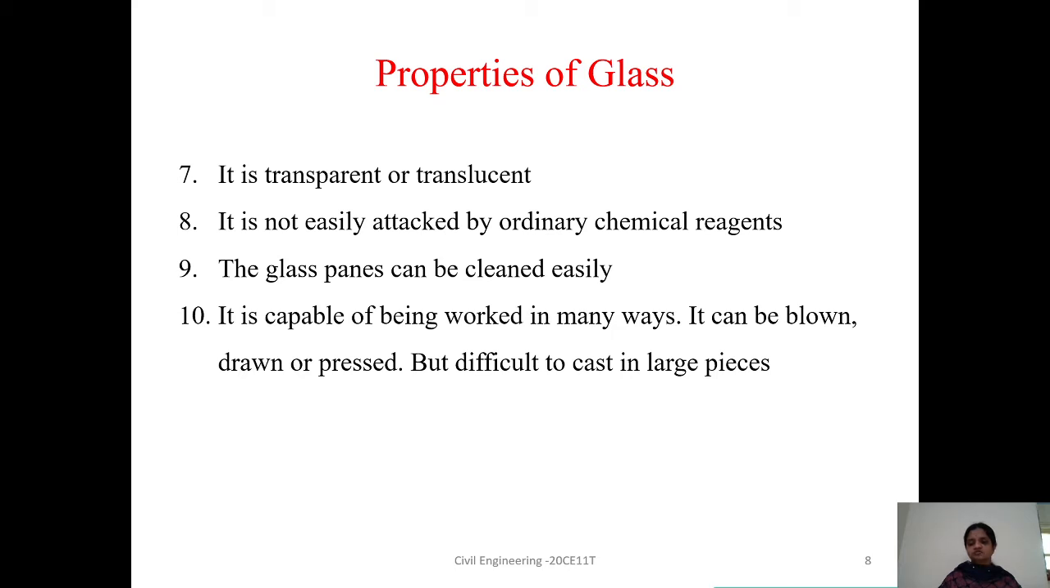Blowing is a process where a blowing tube is used to get glass in the form of bubbles. It is one of the processes of manufacture of glass. Drawing is stretching of glass to manufacture different articles. And it can be pressed. But it is difficult to cast in large pieces.